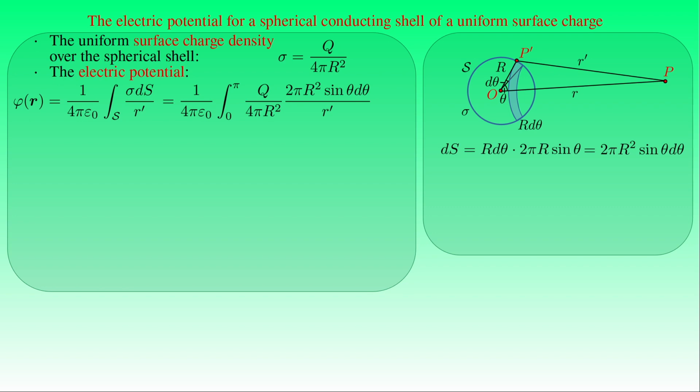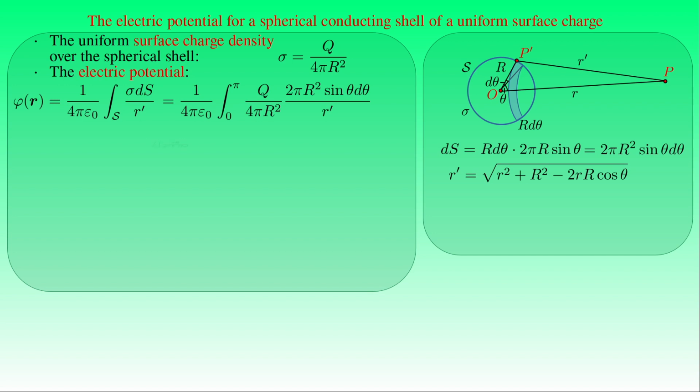We can determine the distance r prime between any point P prime of the annulus and the point P by applying the law of cosines for the triangle OP prime P, which tells us that r prime is equal to the square root of r squared plus R squared, minus 2 times r times R times cosine theta.